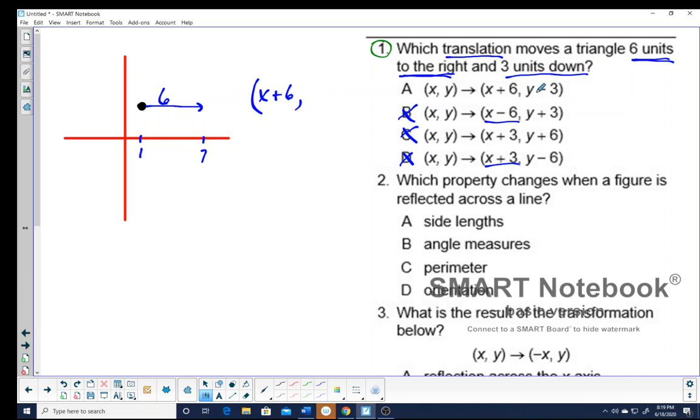Well, let's just check to see if it makes sense for the y. If you go 3 units down, now you're here, and if you go down 3 units, what's happening to the y-coordinate? Going down means your y-coordinate is decreasing by 3 if you go from here down here, alright? And that's what y minus 3 means. So A makes sense. What would y plus 3 mean? That would be 3 units up, right? And what's y plus 6? That would be 6 units up. And y minus 6 would be 6 units down.